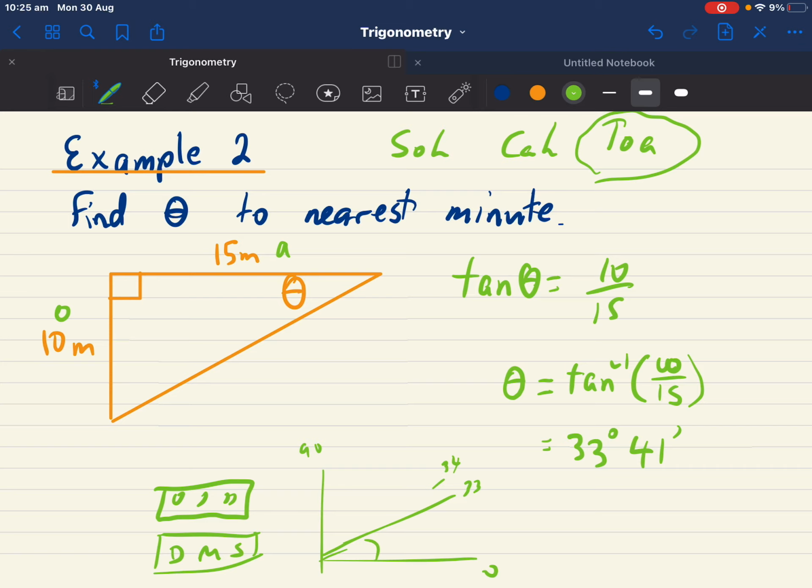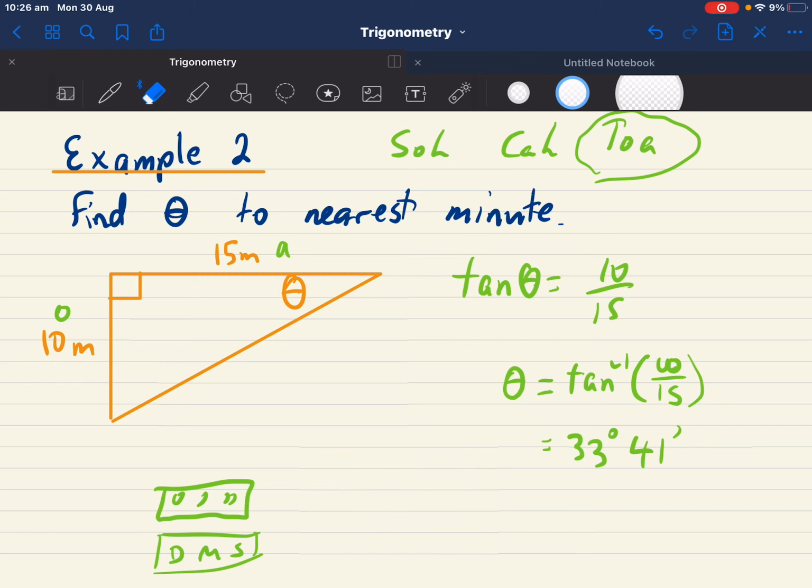It's 33 degrees and an extra 41 of those minutes. So it actually is closer to 34 degrees, but anyway. That's our answer, 33 degrees and 41 minutes. I'll get rid of this because that's just going to confuse things. And we'll move on. Once you got this into your books, we'll move on to the final example.